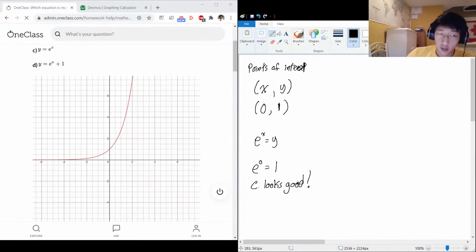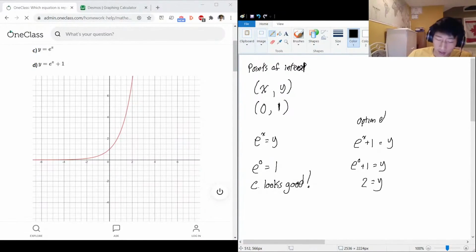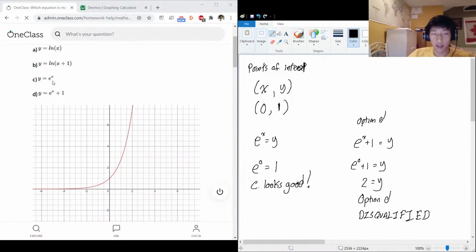To be double sure, let's see what D is, and we should see that D is not going to work for this point of interest. Option D. So we have e to the x plus 1 equals y, and when we sub in x equals 0, e to the 0 plus 1 equals y equals 2. Hey, that's not agreeing with our point here, so we know that option D is disqualified. D stands for disqualification. So we know that our answer has got to be option C.